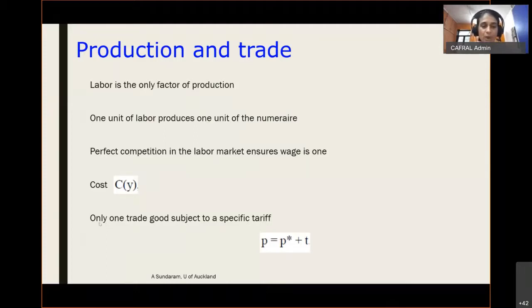And there's only one traded good. This is subject to a specific tariff. A specific tariff is when you write the price as just the world price plus the tariff T. So P star here is the world price. Think of this as the world price of the imported good. T is the tariff, and P is then the domestic price in the domestic economy.